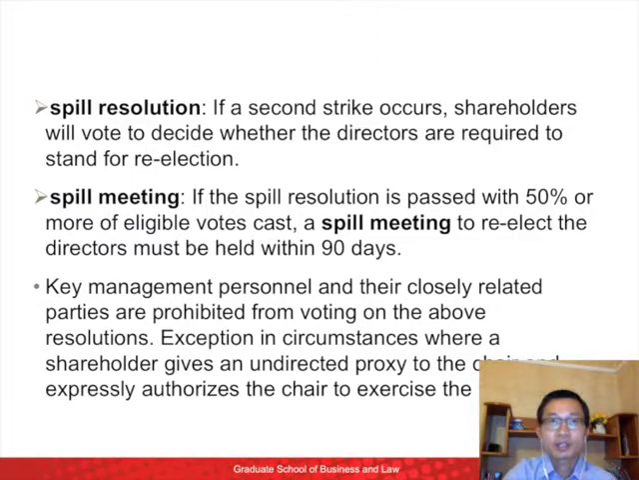In this process, key management personnel and closely related parties are prohibited from voting on these resolutions. That is, they are not allowed to vote on the remuneration report and on whether the directors must stand for re-election. However, there is an exception. It occurs when a shareholder gives an undirected proxy to the chair, and the shareholder expressly authorizes the chair to exercise the proxy.